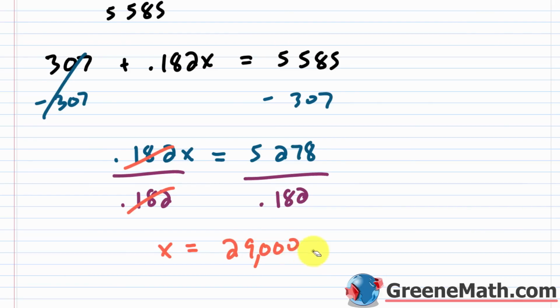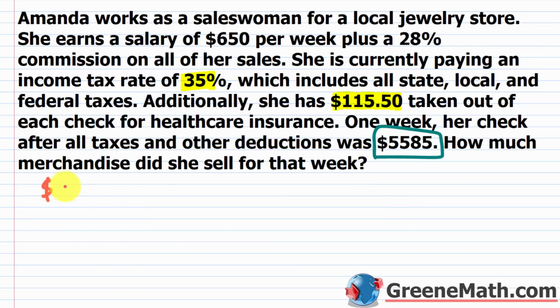So let's erase everything. So coming back here, let's just answer this with $29,000. And just to be clear, this is not the amount of money she made before taking taxes out and other deductions like the health insurance. This is the amount of merchandise she sold. That's specifically what it asked us for, and that's what we let X be equal to.